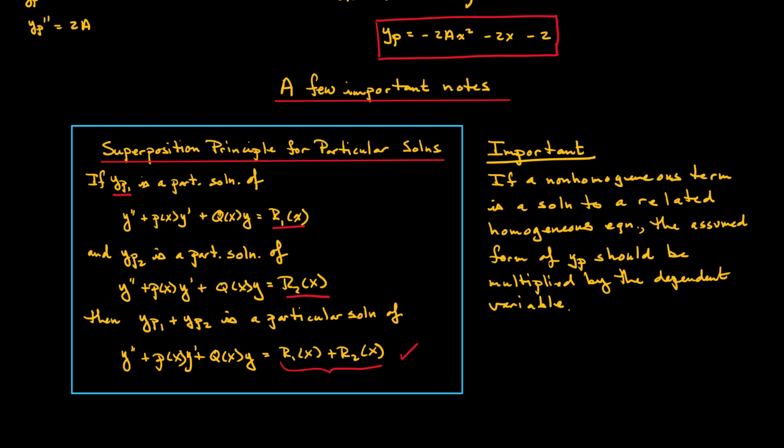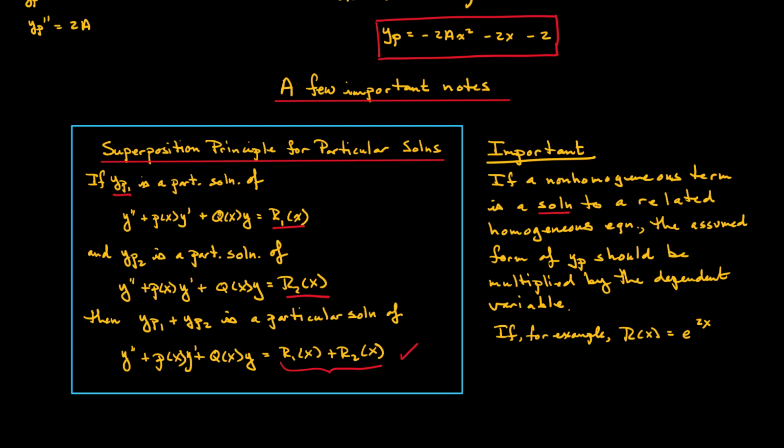Another important note is the one that follows here, that if a non-homogeneous term is a solution to a related homogeneous equation, then the assumed form of yp should be multiplied by the independent variable. That is to say, if, for example, r of x is equal to, say, e to the 2x, as an example.